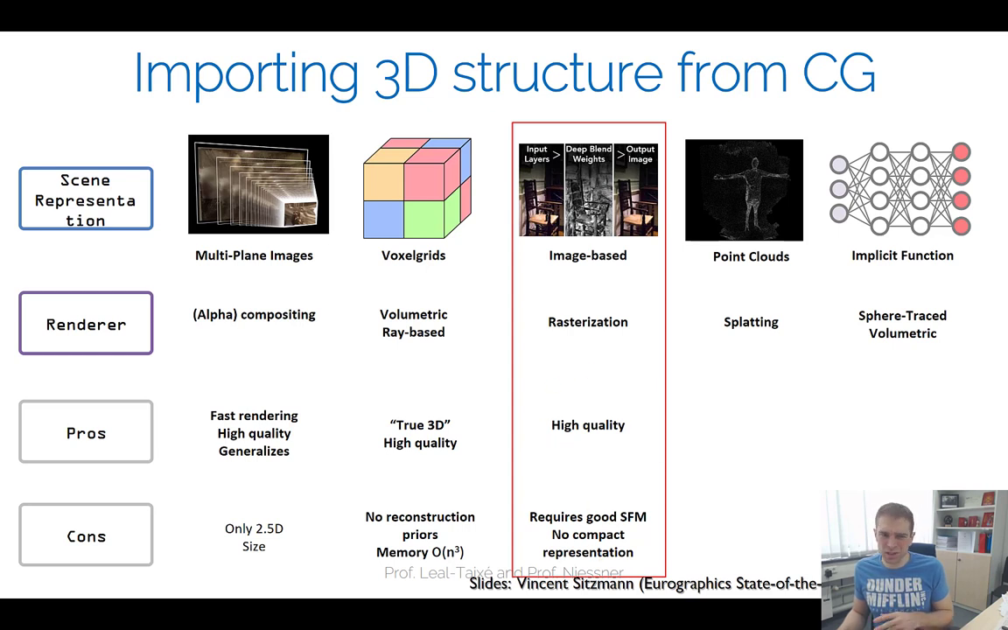I didn't go into too much detail here. This is maybe something you should look up yourself. But it's along the same lines, right? So you also have to differentiate again through the rasterization process, and then you can do these kind of things and use blending weights for how to combine different images.